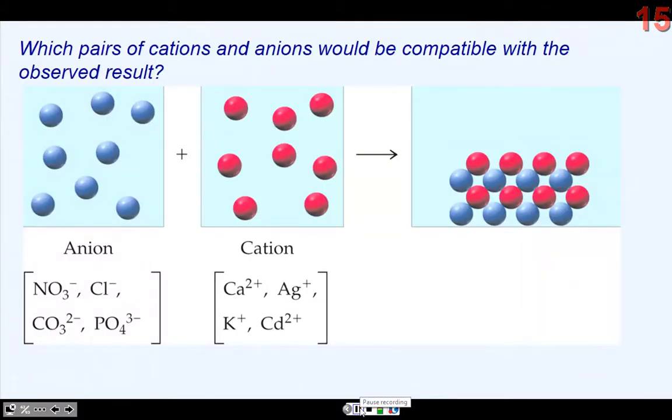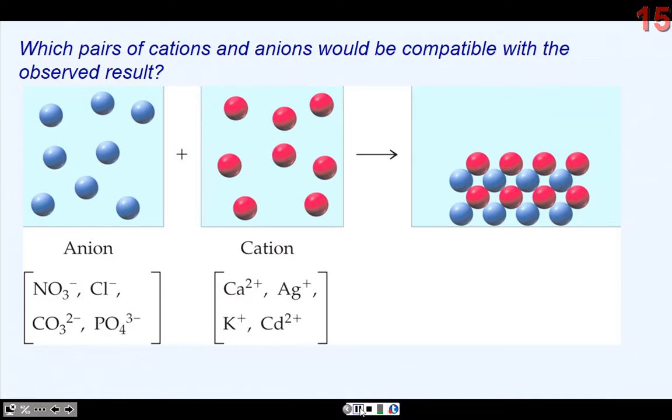Let's do another example or two and see if we can make sense of these picture diagrams, because I know they're not your favorite thing, but maybe they're okay. So we have some choices for anions on the left. There are nitrate, chloride, carbonate, phosphate, and cations that are just pictured as red here: calcium, silver, potassium, and cadmium. And we end up with this observed result.